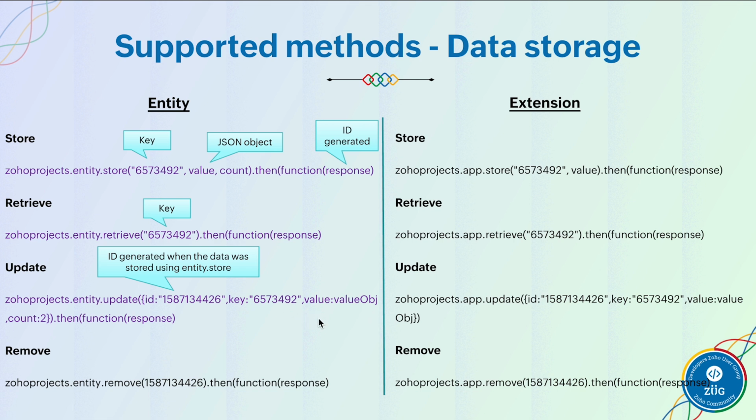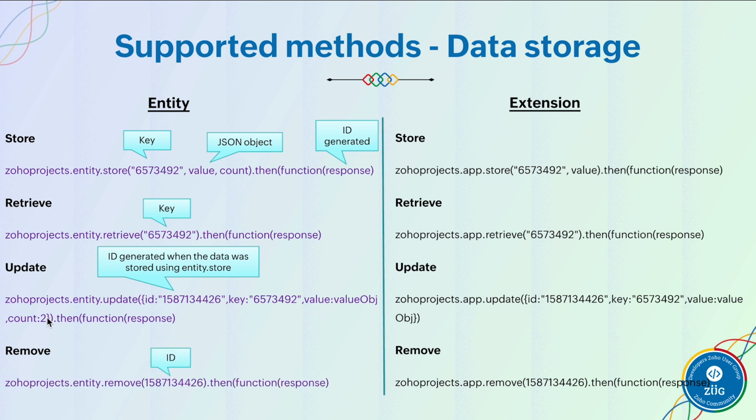Along with the key and the value, you will need to pass the ID which was generated when the data was stored using entity.store. This is where the ID plays a role. When you're storing the data against a key, an ID will be generated in the response. That ID has to be passed along with the key and the value when you want to update the data that you've stored against a specific key. Count is an optional parameter. The mandatory parameters to update the data are key, value and ID. Count, if you want, you can go ahead and include it.